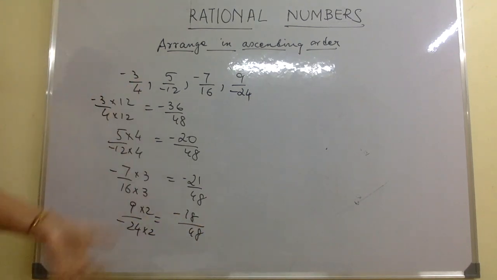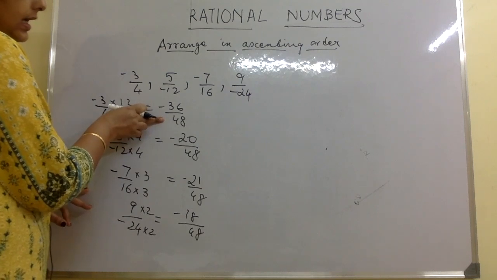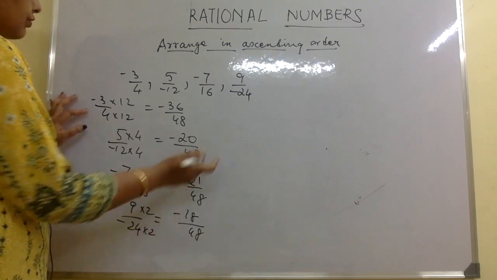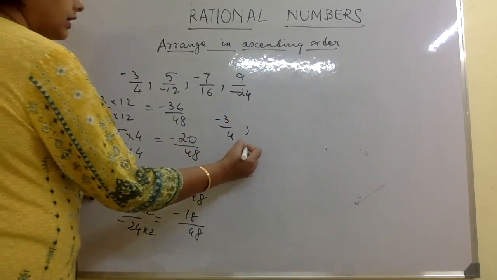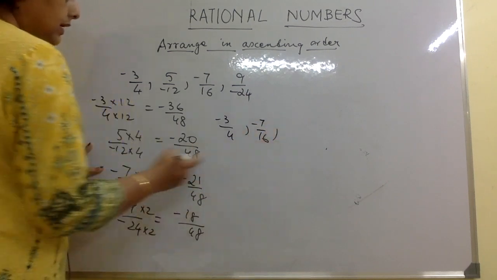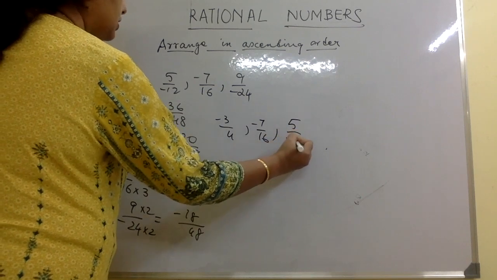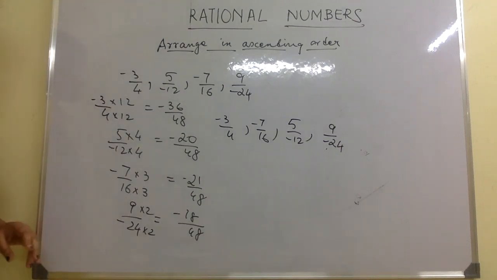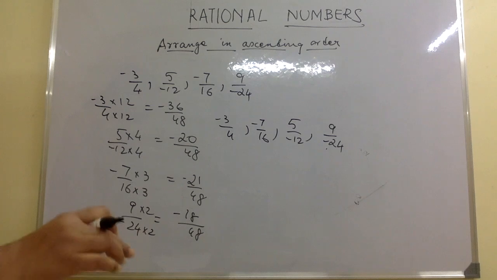So I have my numbers ready now, ready to put them in ascending order. Smallest one first, here again the smallest one is this, and then the next is this, and then this, and then this. So I'll write minus 3 by 4, then minus 7 by 16, then 5 by minus 12, and then 9 by minus 24. Okay, so these are my numbers in ascending order.